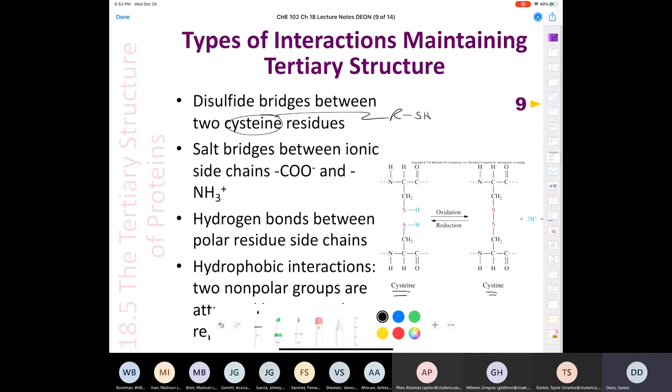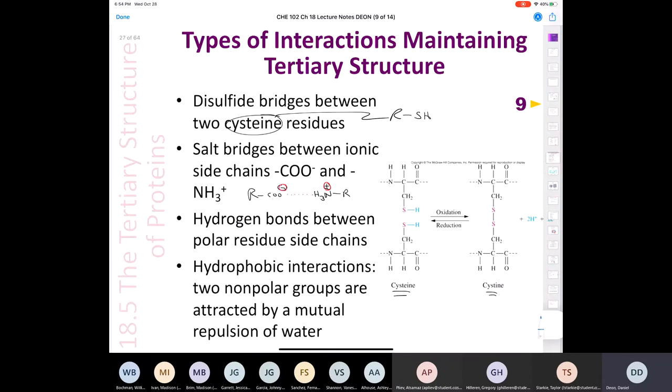The next type is what we call a salt bridge. Think about it. If I have an R group that has a carboxylate on it, let's say from glutamate or aspartate, and let's say I have a basic portion from lysine, let's say. What's going to happen? We're going to have an electrical interaction between the negative charge on the carboxylate and the positive charge on the nitrogen. So that's the second type of interaction that maintains tertiary structure.